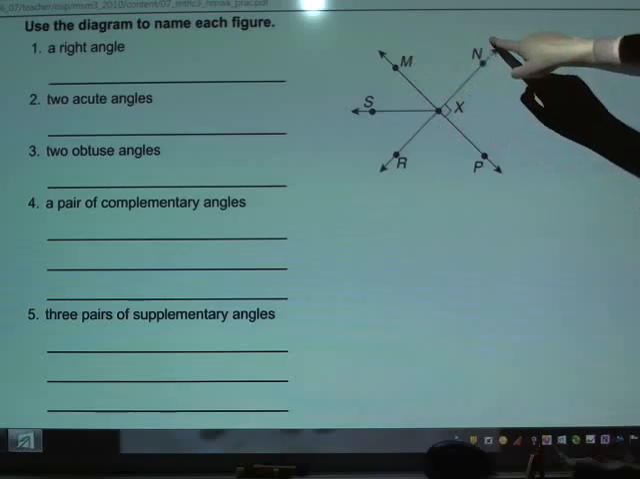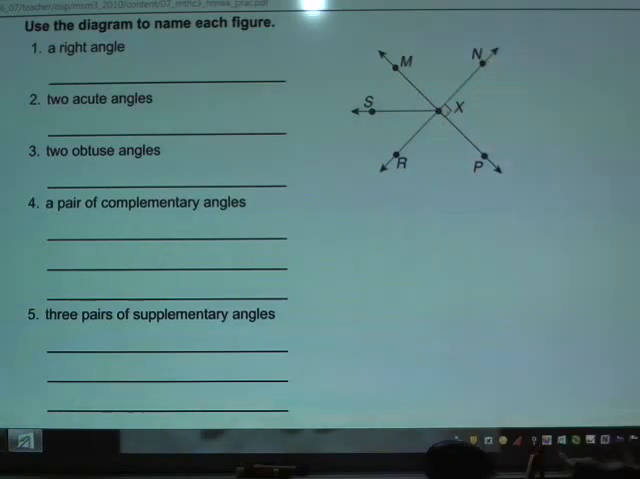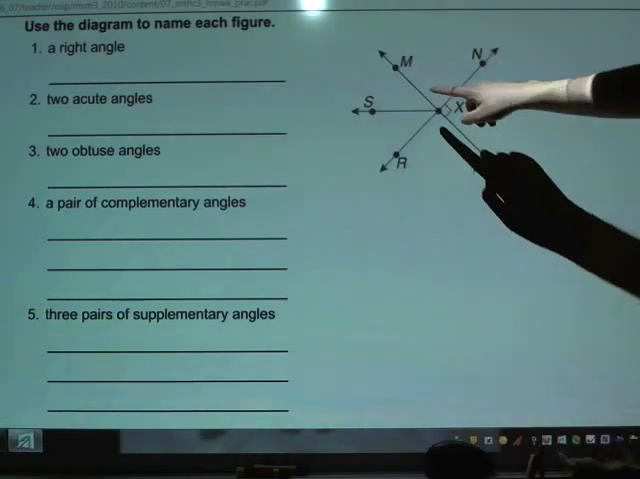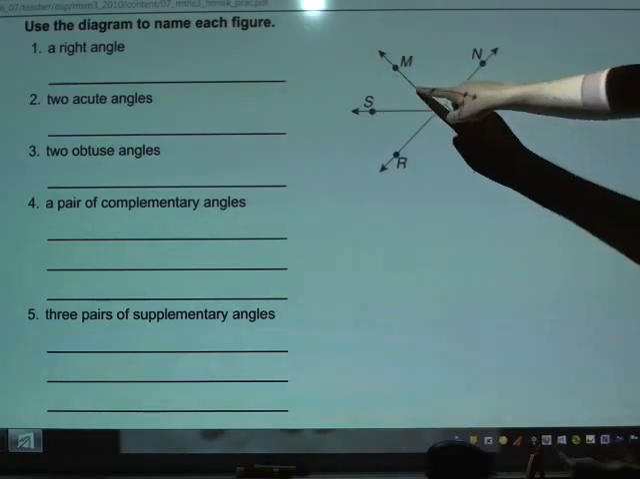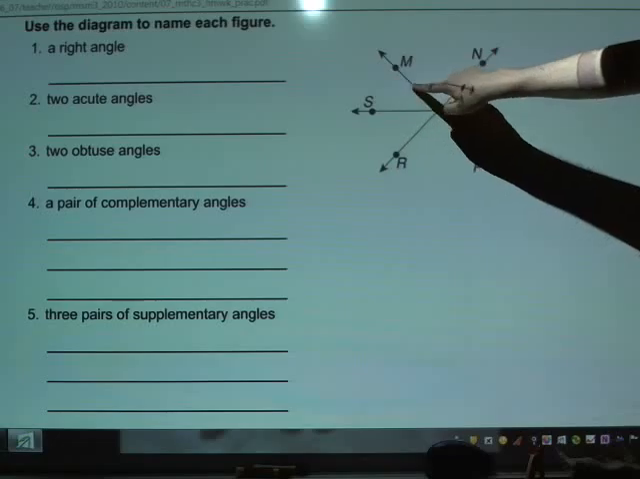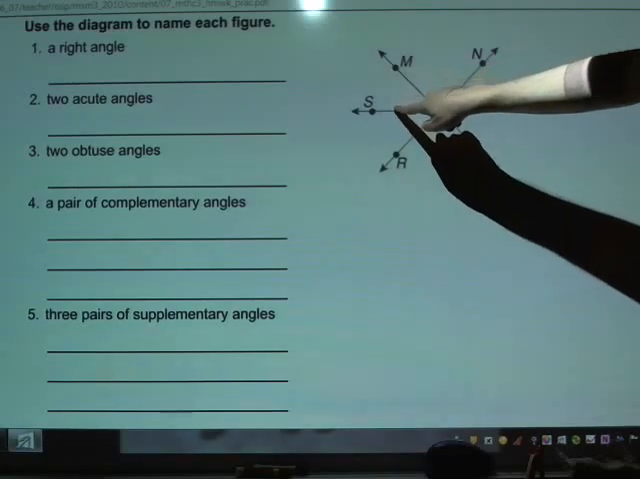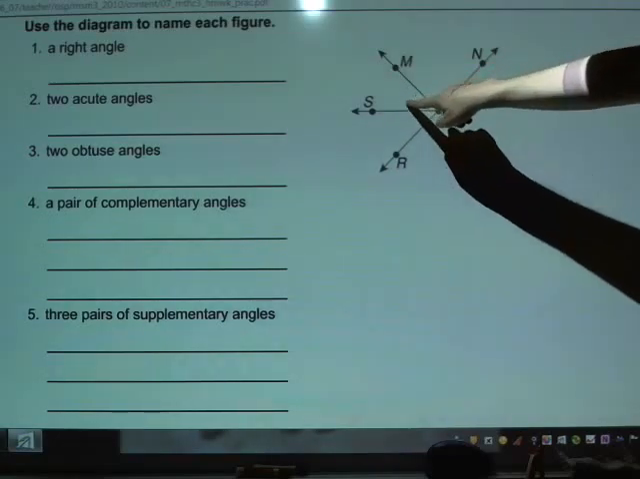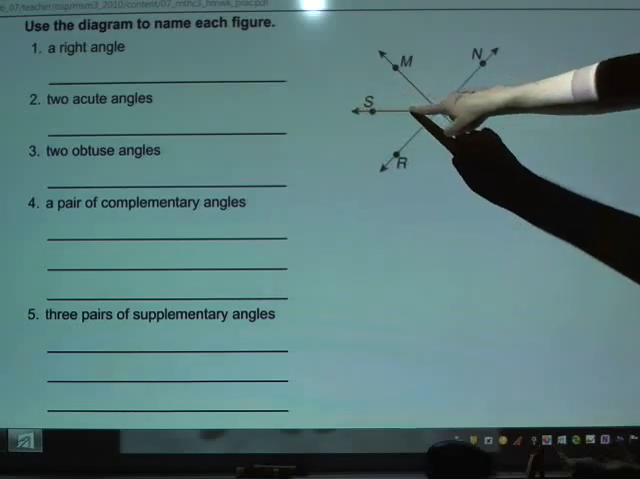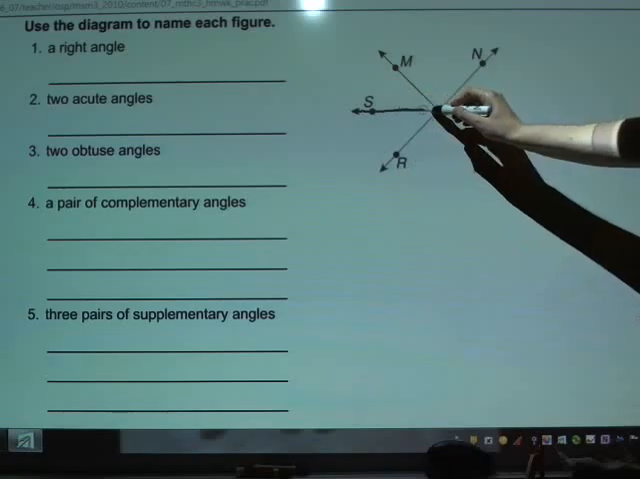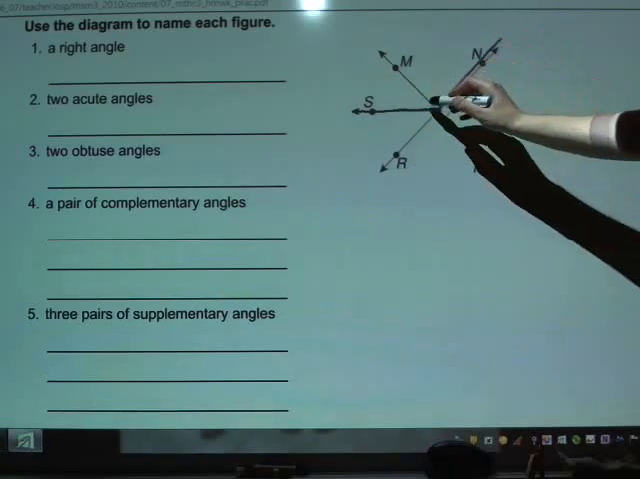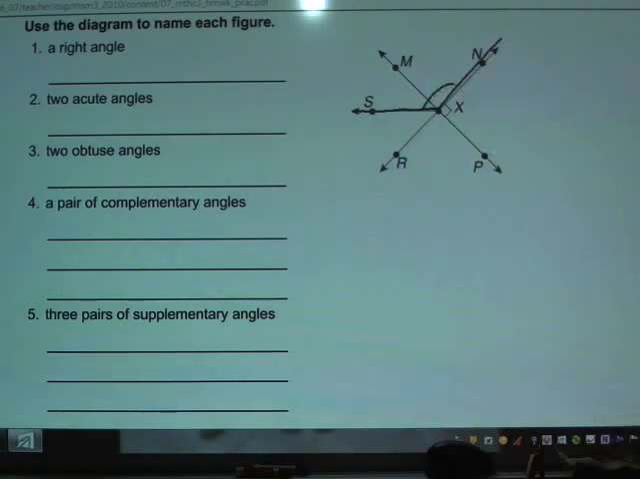So we need something bigger than that. What if we added something to that? Let's say we added this little piece right here, the one surrounded by S, X, and M. If I put these two together, as you can see, that arc is bigger than 90 degrees. So we could say that angle SXN, this angle right here, is bigger than 90 degrees. That could be one of our obtuse angles.